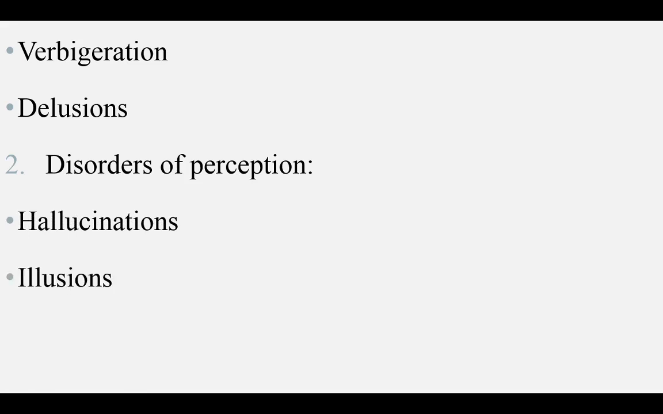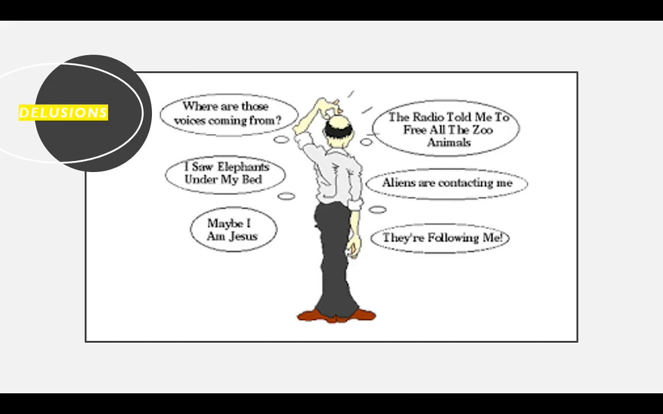Now, in the disorders of perception, there is hallucination and illusion. In hallucination, if you recall, it is the perception of a stimulus in the absence of a stimulus. In illusion, it is the false perception or misinterpretation of a present stimulus. The difference: in hallucination there is no stimulus but the person perceives it. Different types: visual, auditory, tactile, olfactory, gustatory hallucination. Illusion is when a stimulus is there, but a person perceives it wrongly. Where are those voices coming from? I saw elephants on my bed.